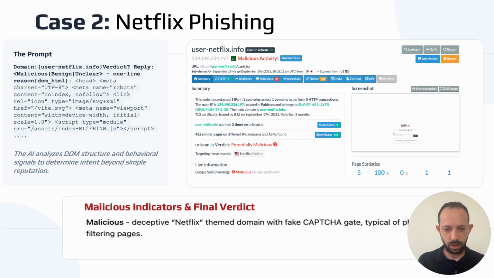So, of course, again, we are seeing that the verdict that the AI gave us is malicious. Now, it explains to us why. We can see that the AI explained this is a deceptive Netflix domain with fake captcha, typical for phishing and filtering pages. Of course, this is a true positive, and again, this is a real Netflix phishing domain, and again, the AI analysis was true.